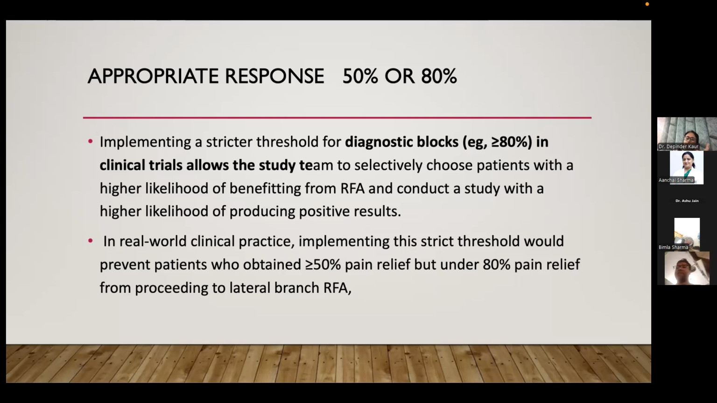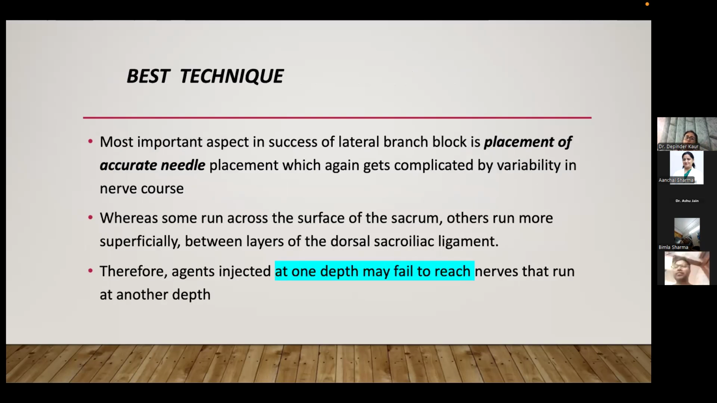So ultimately, the criteria should be somewhere close to 50% or more than 50%. Now, the best technique. So far we know that among the diagnostic intra-articular injections, we are choosing the lateral branch block, right? But the most important limiting factor here is the success of the lateral branch block. It depends upon the placement of the accurate needle at the target point.